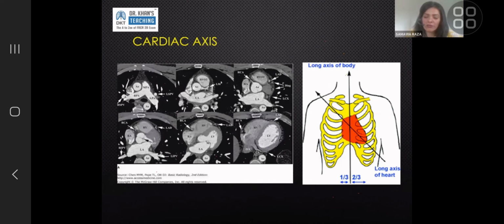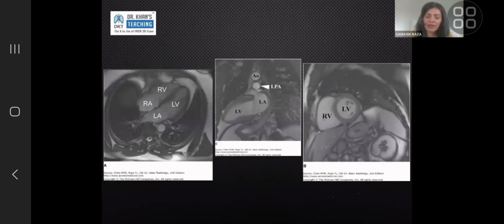So you have to make sure when you measure chambers, you do it in these views. And you have to be sure when you measure wall thickness, and for wall thickness it is usually always the LV, you do it in the short axis view. In the short axis, when you measure it, we usually go for the septum.